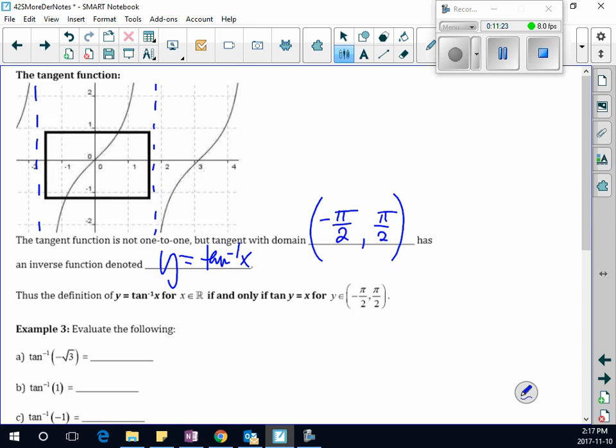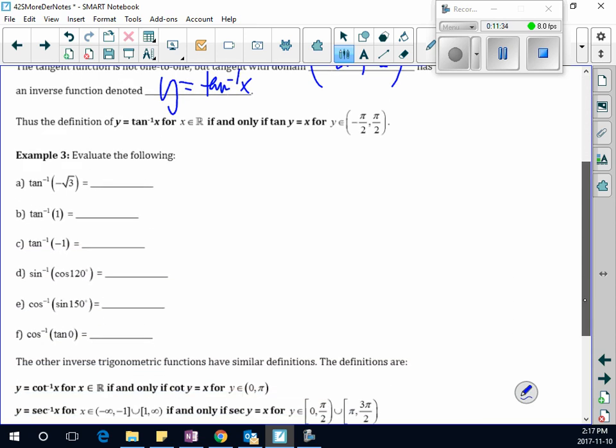So tan and sine have the same domains, except that sine includes pi over 2 and negative pi over 2 and tan does not. Okay, let's try to do these.